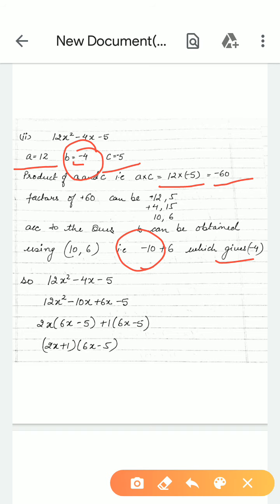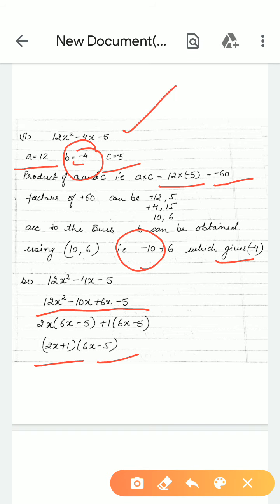So we factorize it further. 12x square minus 4x minus 5 can be split as 12x square minus 10x plus 6x minus 5. Taking 2x common from the first two terms, we get 2x outside, bracket 6x minus 5. 6x minus 5 is already the last two terms, so we take plus 1 common over here and we get 6x minus 5. 2x plus 1 is the first bracket and 6x minus 5 is the other bracket. This is the factorization of the given polynomial function.